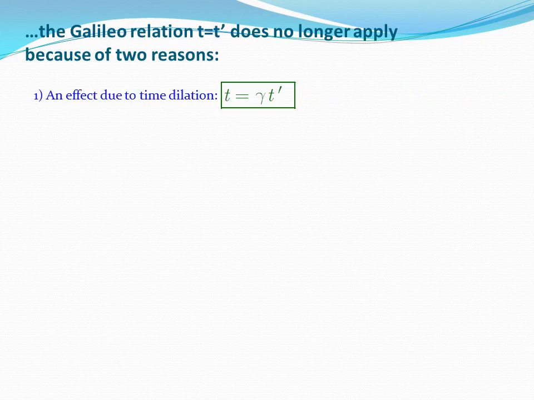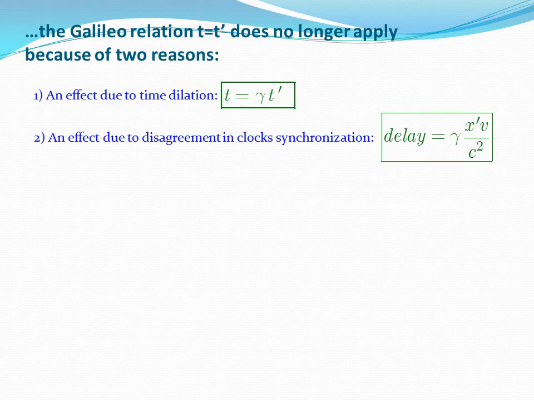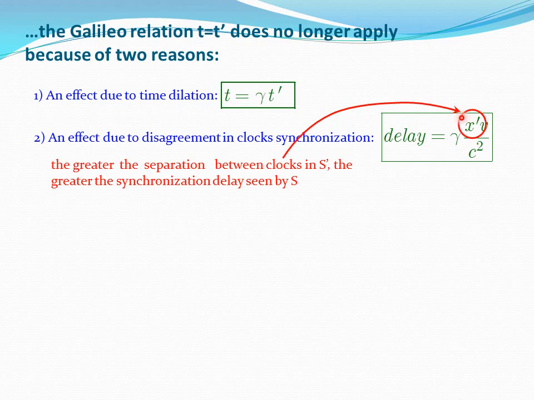As we have said, the Galileo relation t equals t' no longer applies because of two reasons. The first one is an effect due to time dilation, t equals gamma t'. The second one is an effect due to disagreement in clock synchronization. We have evaluated the amount of the delay, and it is gamma times x' v over c squared. As it can be seen, the greater the separation between clocks in S', the greater the synchronization delay seen by S.